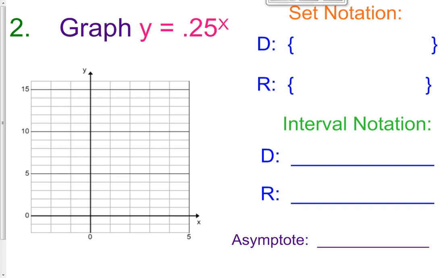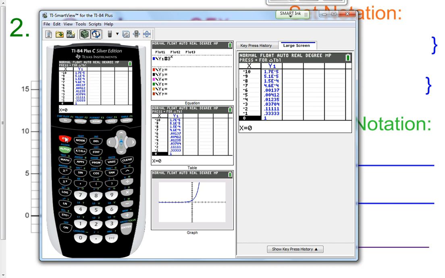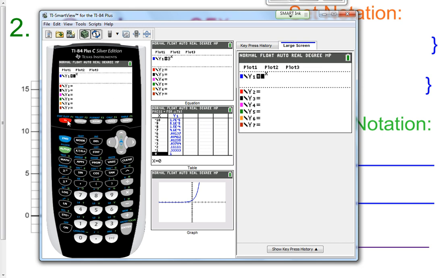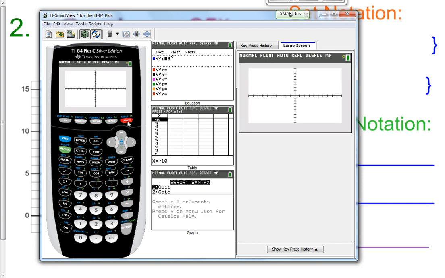Let's graph this: y equals 0.25 raised to the x power. We graph this. Notice how my graph is going down and to the right. As it goes down and to the right, that's supposed to show exponential decay.